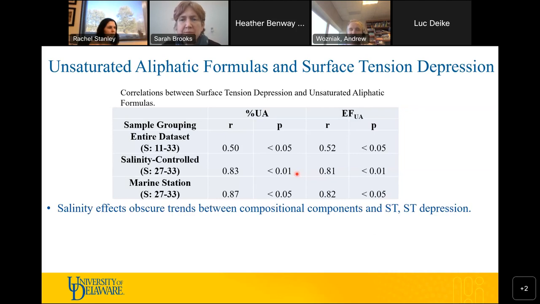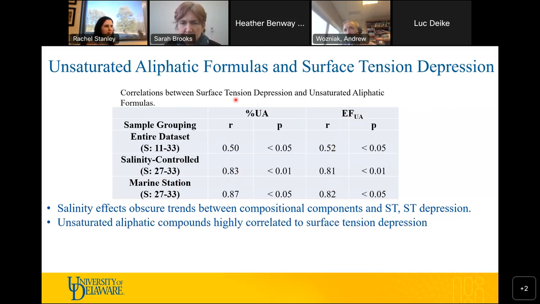We explored all kinds of correlations in the data, and the only really strong correlations we found were with surface tension depression and these unsaturated aliphatic formulas. I apologize for the table format, but this percentage of unsaturated aliphatic formulas shows correlations for the whole data set, R value of 0.5, for the salinity controlled, and for just the marine station with considerably higher R values of 0.83 and 0.87. Their enrichment factors were similarly correlated with surface tension depression. So these unsaturated aliphatic compounds are highly correlated to surface tension depression.